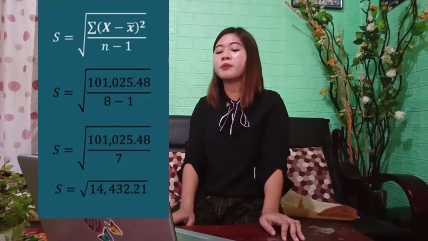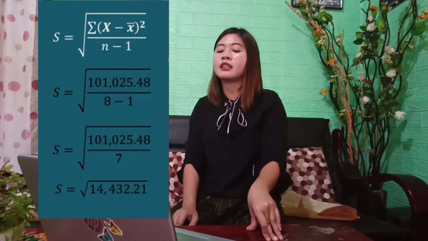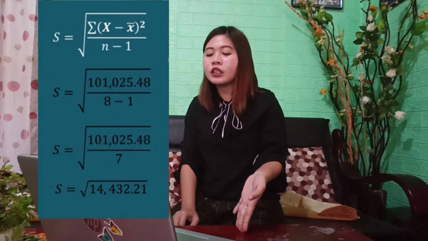101,025.48 divided by 7 is equal to 14,432.21. Then we take the square root of 14,432.21. The square root of 14,432.21 is 120.13.